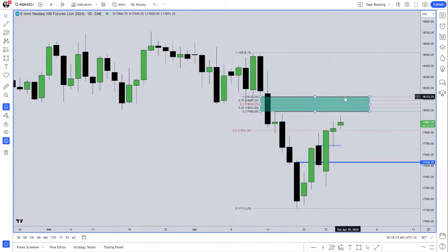But if I can get a long around the equilibrium of that range or inefficiency, consequent encroachment, the midpoint of that price, then I would take a partial at the upper quadrant, because it doesn't have to fill that in. You see what I've done? I've removed the necessity of being right. I don't have to be right or it's not profitable.